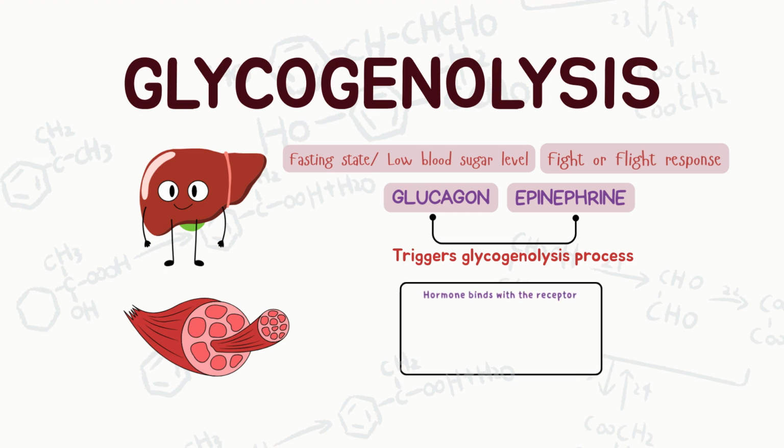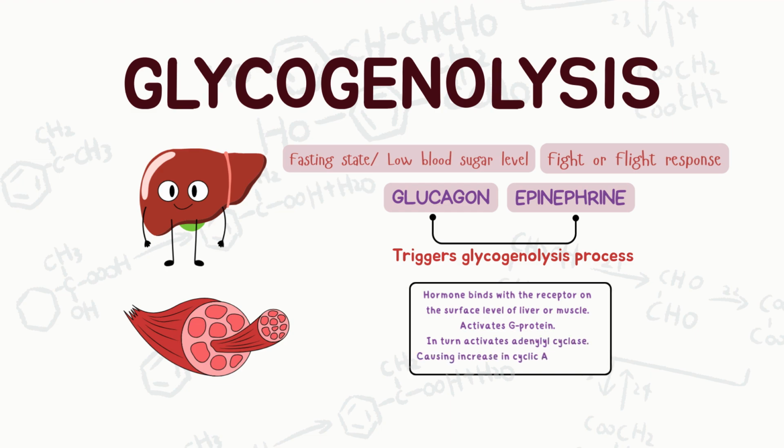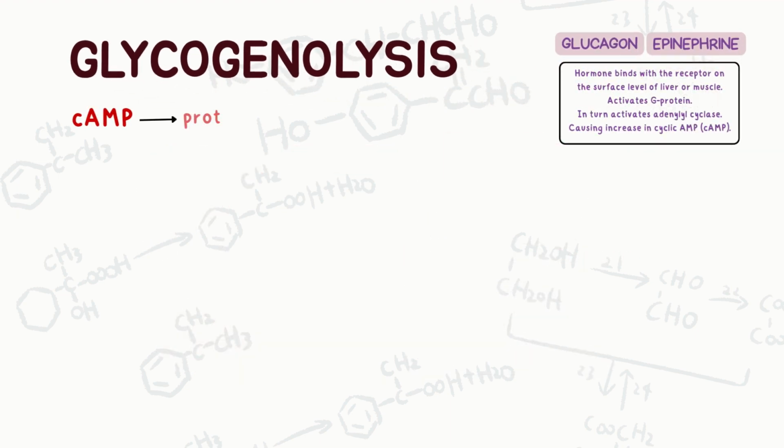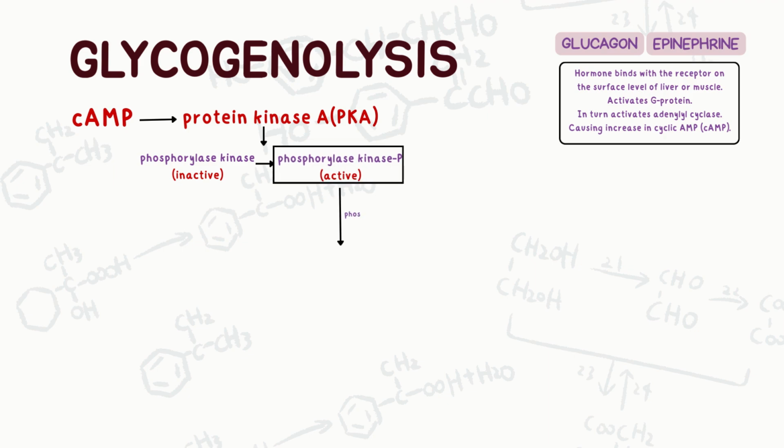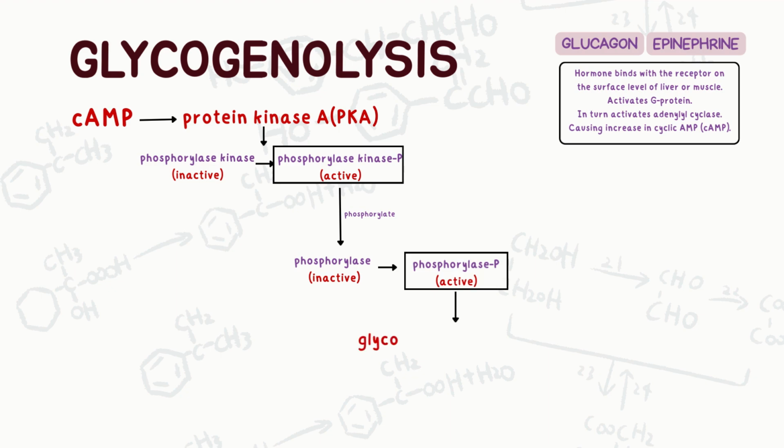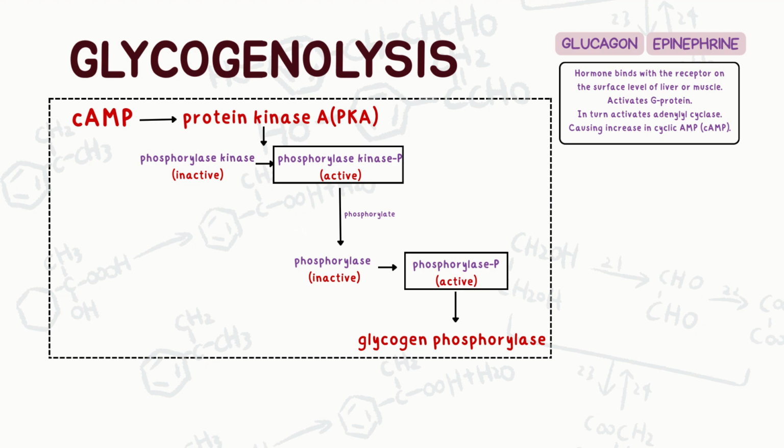These hormones bind to receptors on the surface of these tissues, which then activate a G protein. The G protein, in turn, activates adenylyl cyclase, which causes an increase in cyclic AMP. Keeping these in mind, let's move forward. Cyclic AMP activates protein kinase A, or PKA, which converts inactive phosphorylase kinase into active phosphorylase kinase. The active phosphorylase kinase then phosphorylates and converts inactive glycogen phosphorylase into its active form. Finally, active glycogen phosphorylase acts as the key enzyme that breaks the glycosidic bonds in glycogen to produce glucose 1-phosphate.